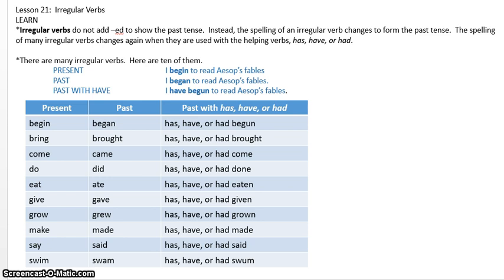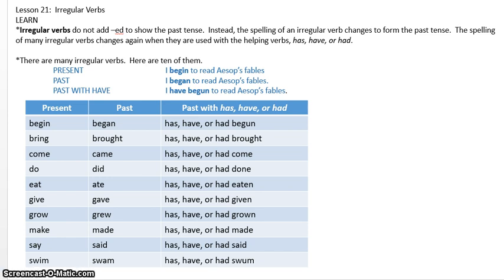So it says there are many irregular verbs, and here are 10 of them. It talks about present, past, and past with have. Now, you need to make sure that when you go to use has, have, or had, you use the correct one. You're going to be able to see that on your exercises. But like I said, you're welcome to go back and look at this chart if you need some help.